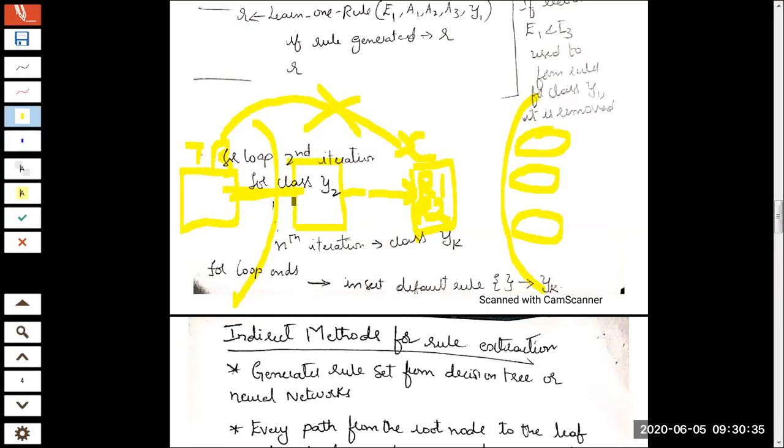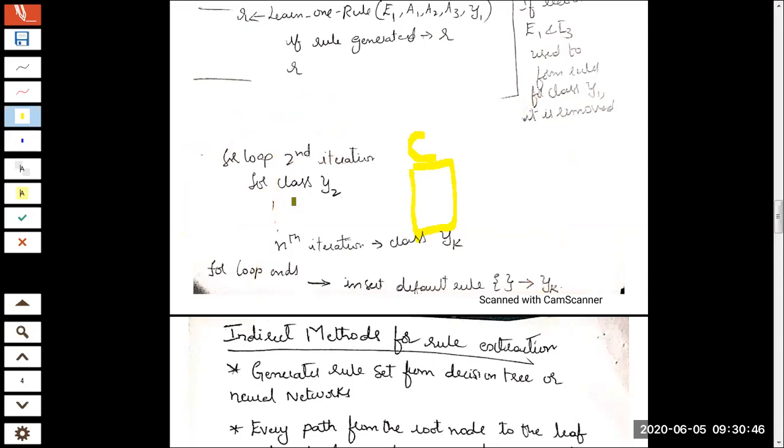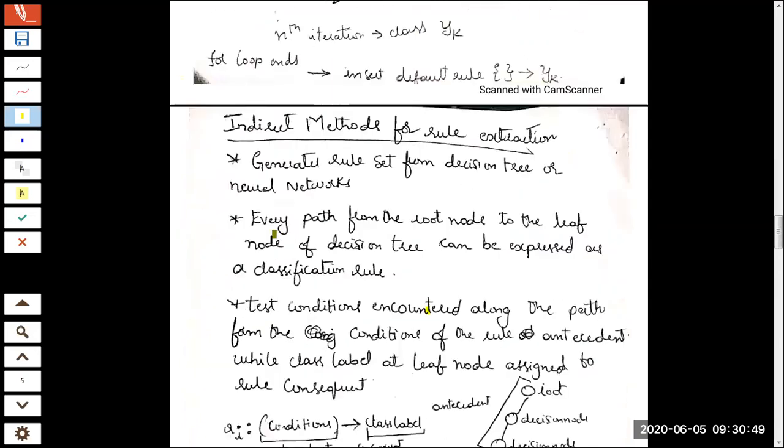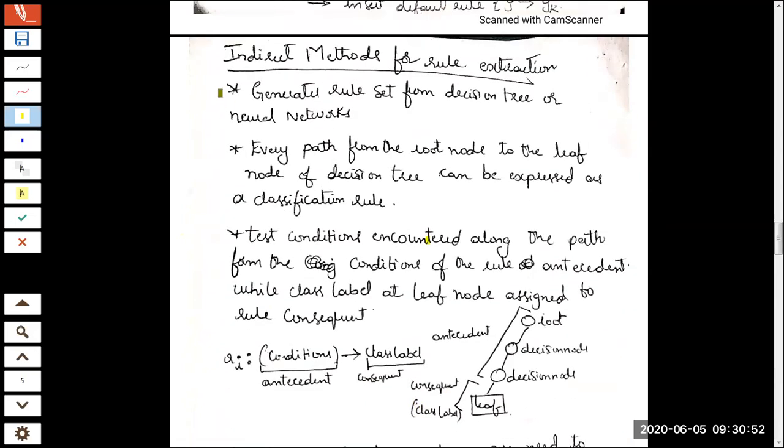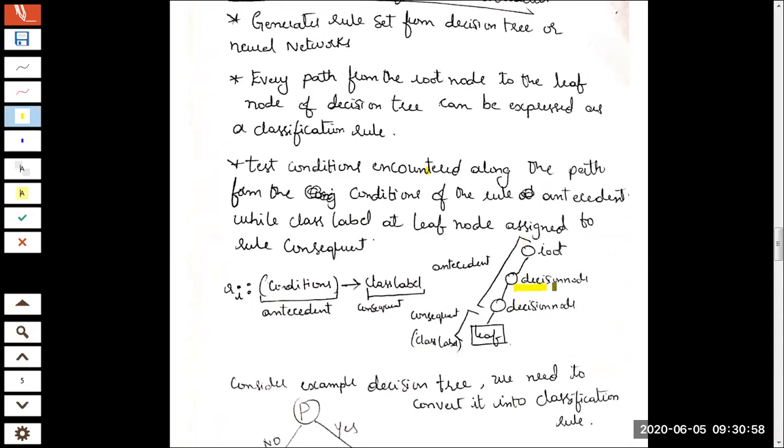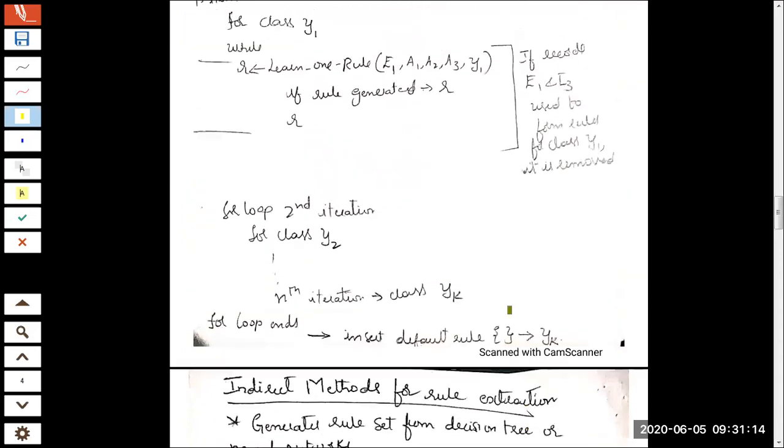Hope you understood the general definition of indirect method. Now we will go into how algorithms will work based on this. Okay. So the first one as part of your syllabus is indirect method for rule extraction using decision tree. Okay, using decision tree. See, just now I made a statement. Now, the intermediary form will be used by the classifier, and in this case, the intermediary form is the decision tree.